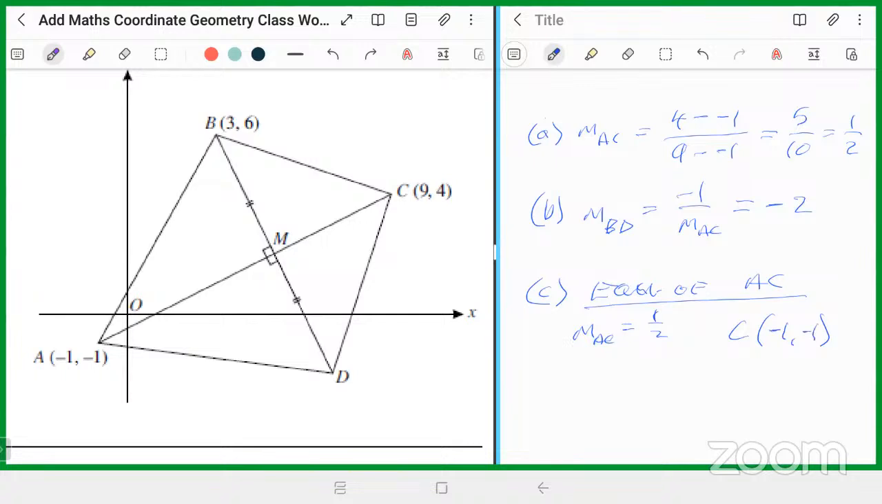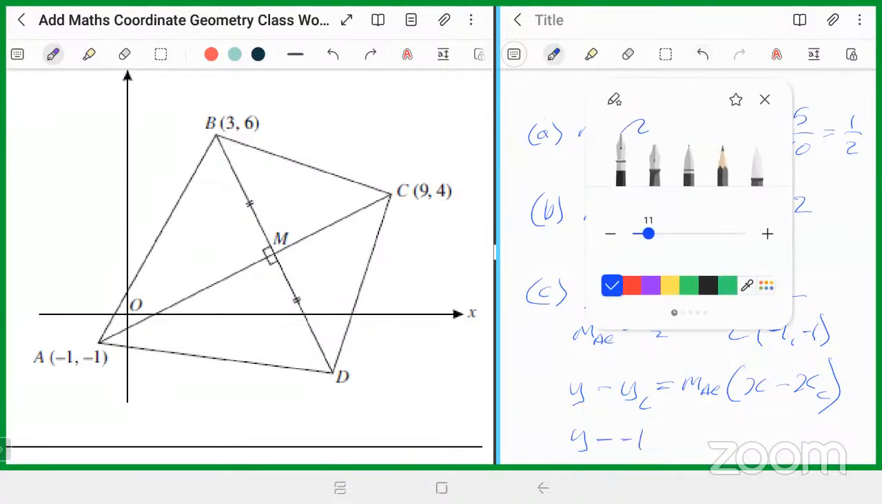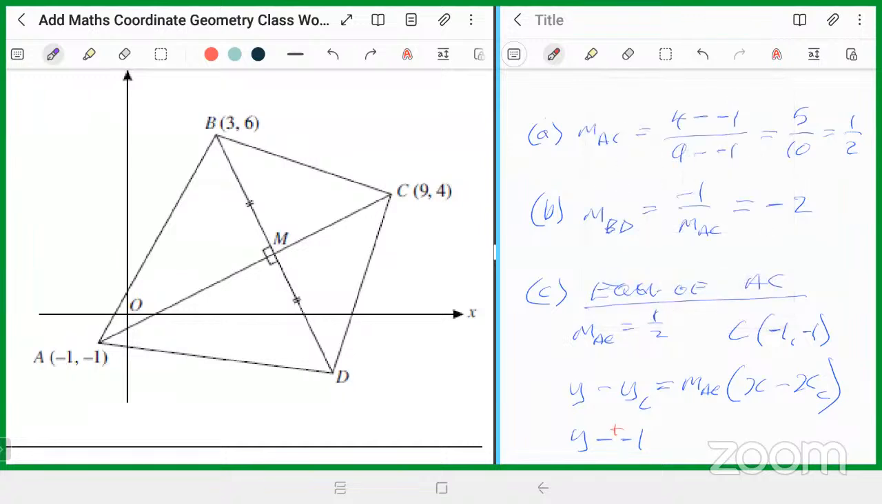Correct thing to do. And then we want to use the BFF formula again, the point gradient form for the equation of a line. Y minus YC, because we're using point C, equals the gradient of AC into X minus XC. So it becomes Y minus, now the YC is -1. So it's Y minus a -1. That minus becomes a plus.